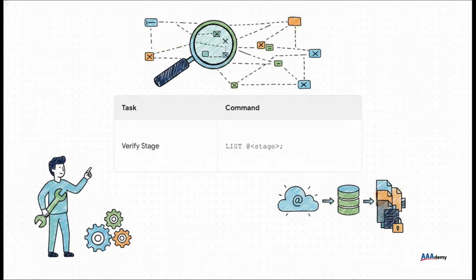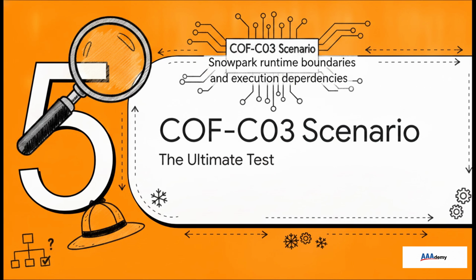To completely rule out these silent killers, here is the exact command you need in your back pocket. LIST @stagename/path. By running this, you are verifying that your required files or imports actually exist and are totally visible to your active role. Because if those files aren't there or your role can't see them, your Snowpark procedure is definitely not going to run. All right, final stretch.